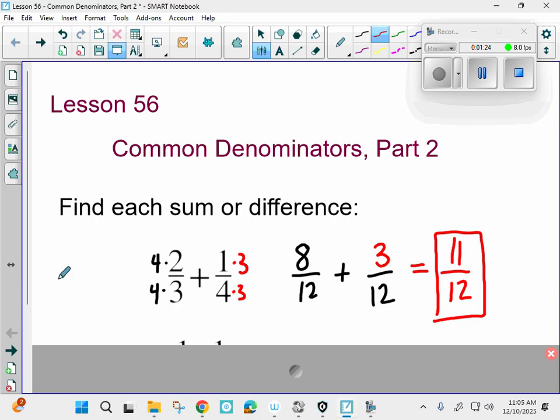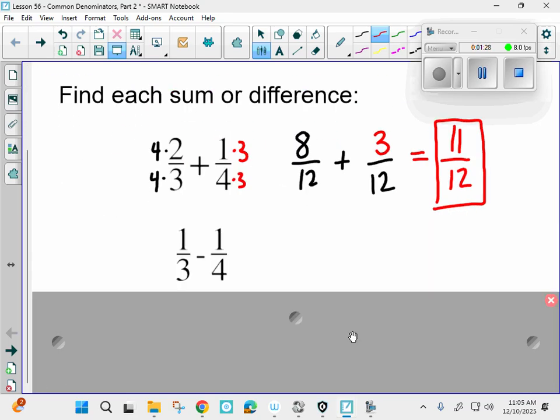Sasha? We learned this like in 4th and 3rd grade. Good. I'm glad you're good at this. Okay.